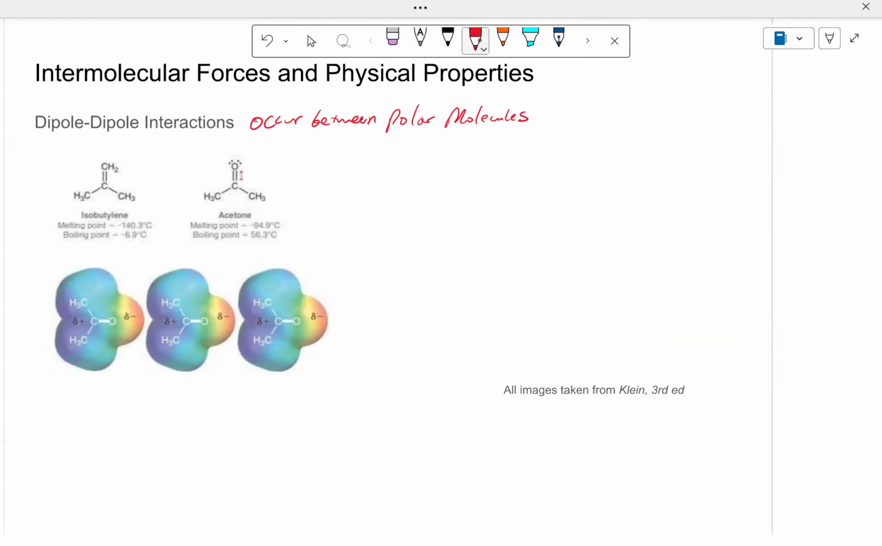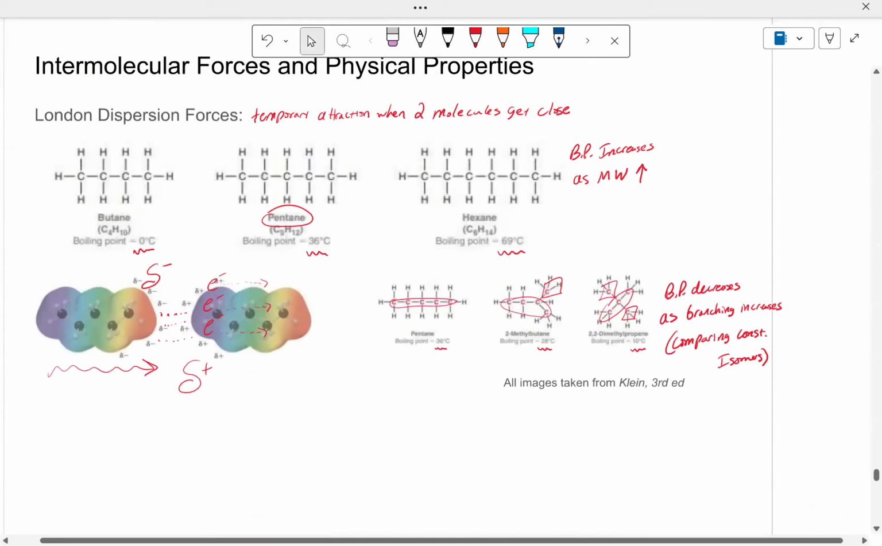Okay. You will not see these in polar compounds. I'm sorry, non-polar. So one thing to keep in your mind, non-polar compounds like these here, the only force of attraction they have are London dispersion forces.